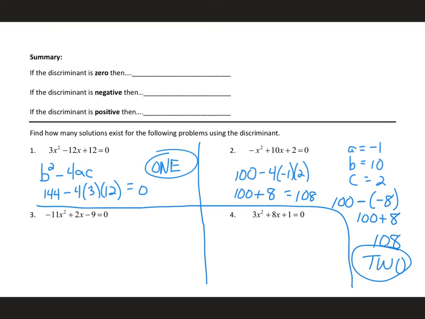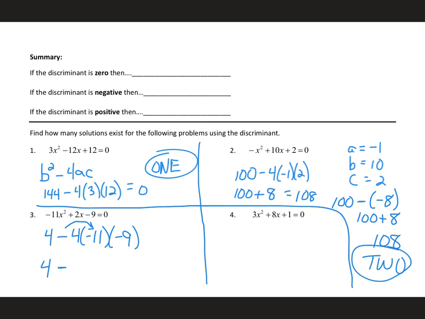Okay, number 3. How many solutions are there? How many x-intercepts? Let's find out. B squared is 2 times 2, that's 4. Minus 4 times a, negative 11, times c, negative 9. Here we have a and c are both negative. So that means we're going to end up subtracting. So I'm going to do 4, and I'm going to think of this as negative 4 times negative 11. That's a positive 44. And positive 44 times negative 9 is minus. I don't really need to do out the multiplication here because I'm taking 4 minus a large positive number.